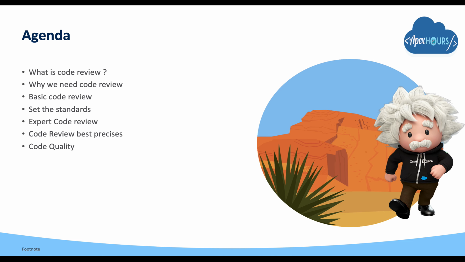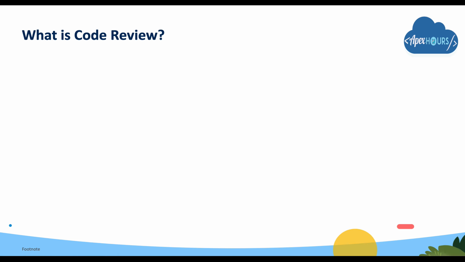And let's see what is the agenda of today's session. We will talk about what is the code review and why we need it, and we'll see how the basic code review happens and how we can set the standard to perform the expert level code review. We will also talk about a couple of best practices with example and how to maintain the code quality. Let's start and see what is the code review.